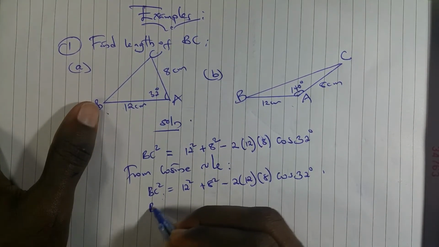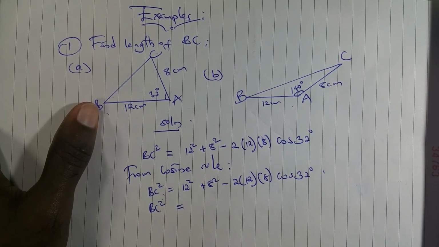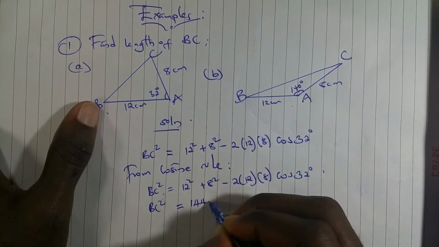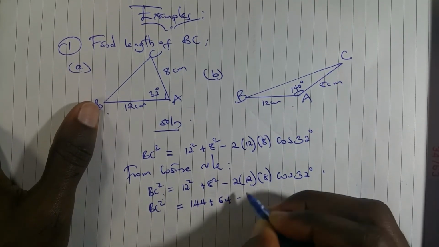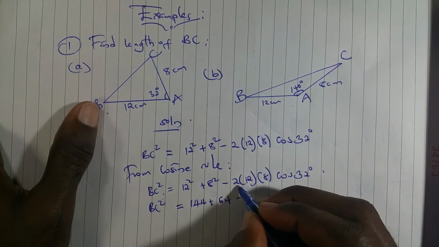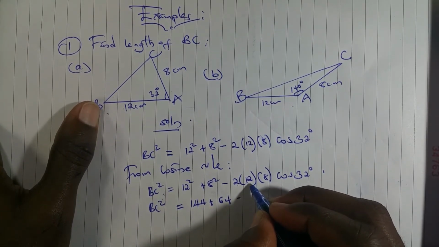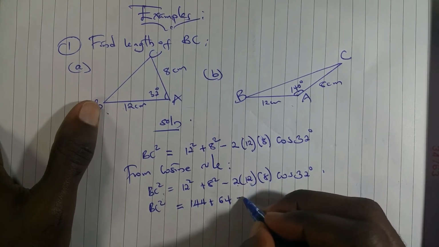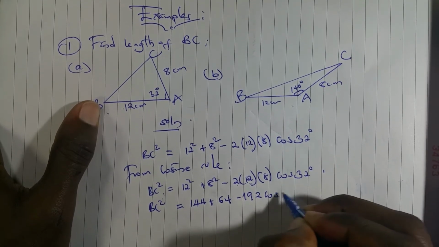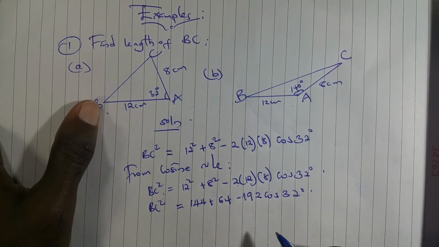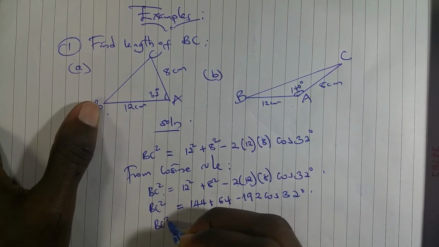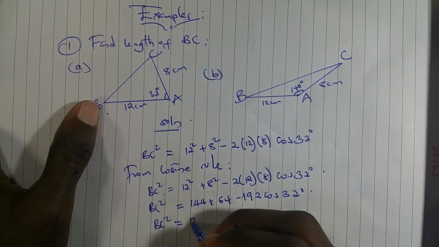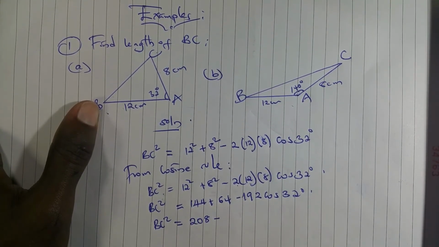So now BC squared is going to be given by 12 squared, which is 144, plus 8 squared, which is 64, minus 2 times 12, which is 24. Then 24 times 8, I think it's 192, cos of 32 degrees. Okay, BC squared will be given by this plus that, which will be 208, minus, let's see, cos of 32.